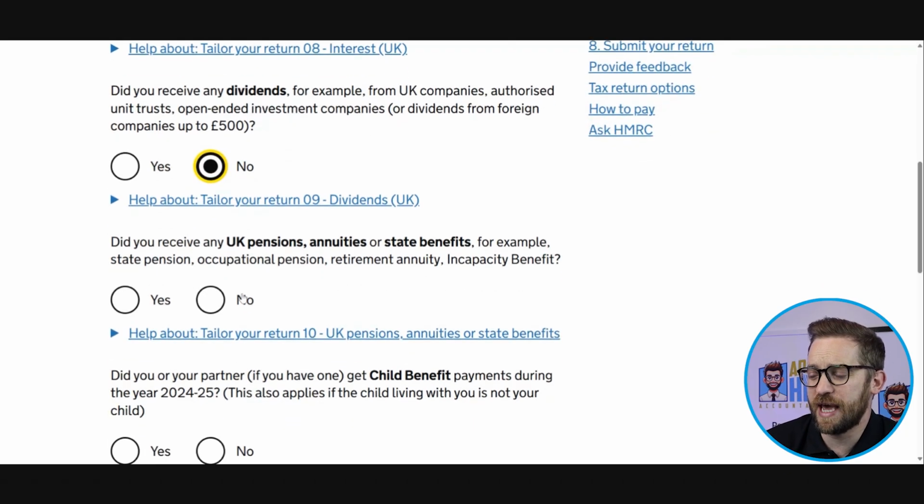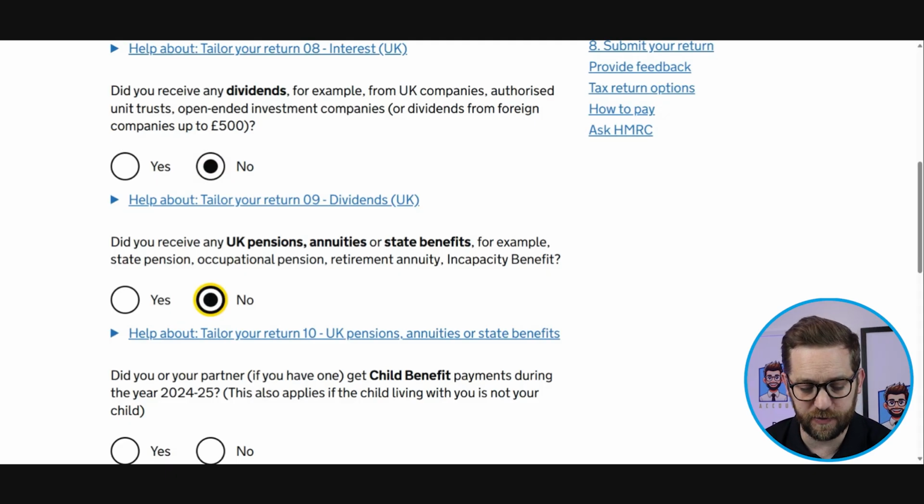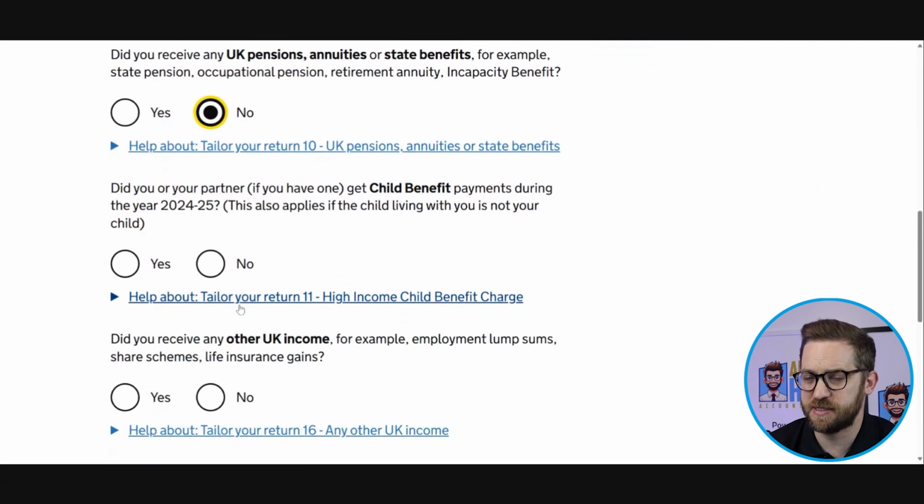Did you receive any UK pensions, annuities and state benefits? So pensions and annuities would need to be declared here, and so would state benefits. However, one question I do get asked a fair amount is universal credit. Does it go on here? Universal credit is not taxable income, so it doesn't go on the tax return. It's not a taxable benefit.